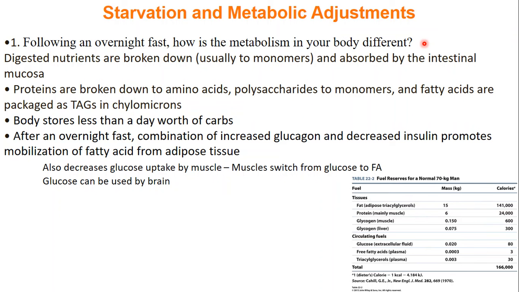Today we'll go over the answer key for 331. And our first question is, following an overnight fast, how does your metabolism change?